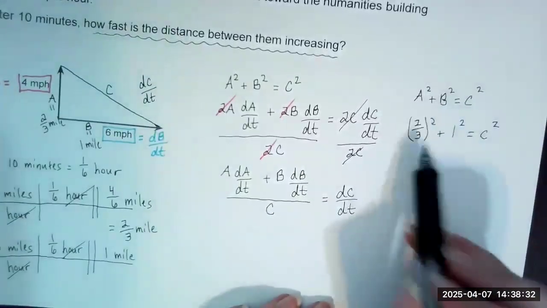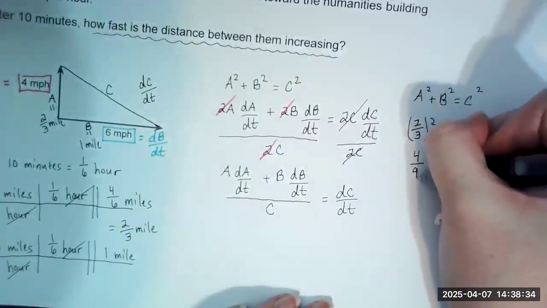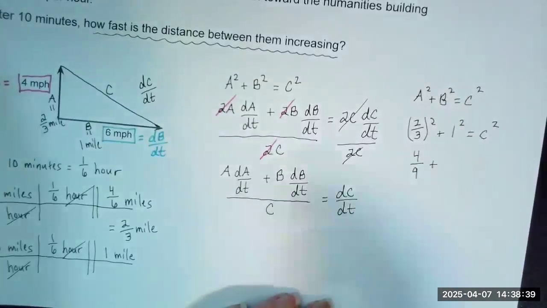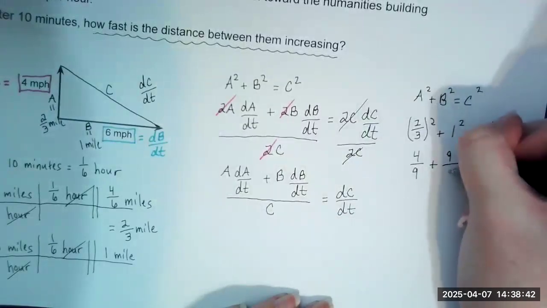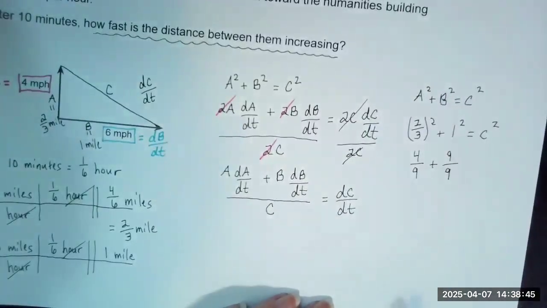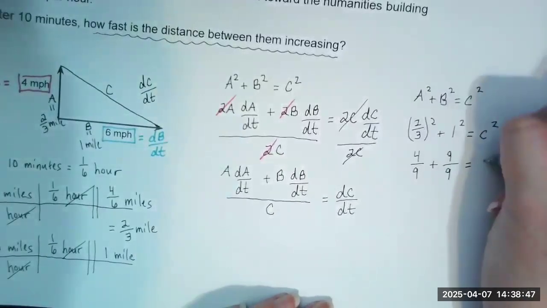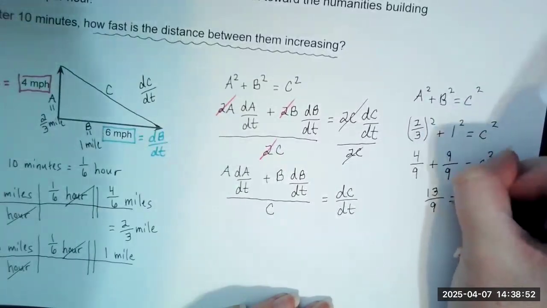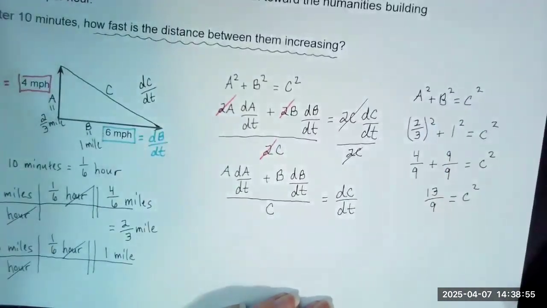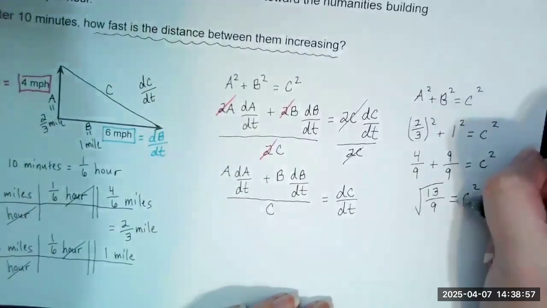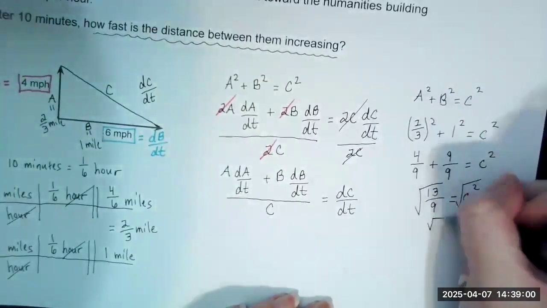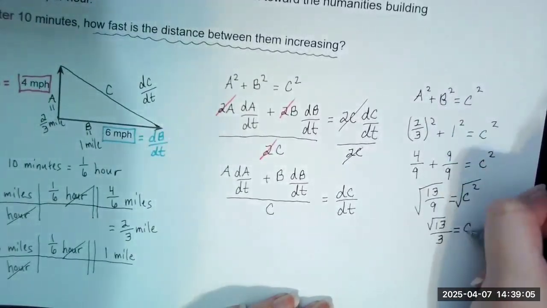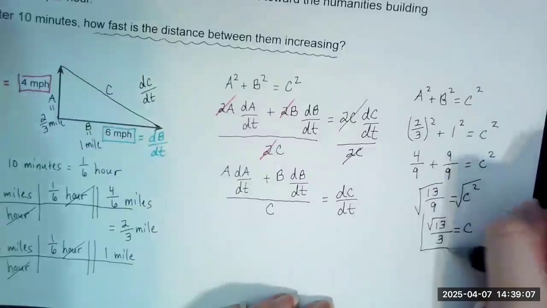2/3 squared, that's going to be 2/3 times 2/3. That's going to be 4/9 plus 1 squared is just 1. In order for me to combine them together, I'm going to write that 1 as 9/9. We agree that's still 1. So that will allow me to have like terms for those fractions. So I'm going to have 13/9 is equal to C squared. I don't want C squared though, I want C, so I need to take the square root of both sides. And so I'm going to get the square root of 13 in the top. Square root of 9 is just 3. And that's going to be my missing side length C.